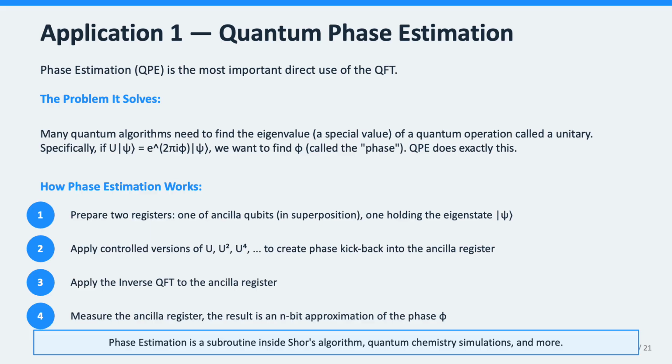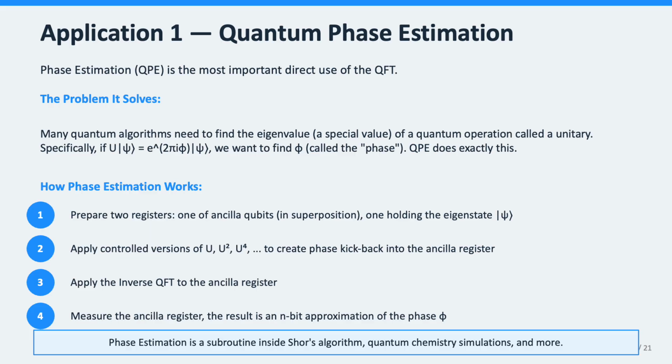A unitary may have a special input state that it simply multiplies by a complex number of size 1, meaning the state does not change shape. It just picks up a phase rotation. Finding the exact angle of that rotation is extremely valuable, and that is precisely what phase estimation does.